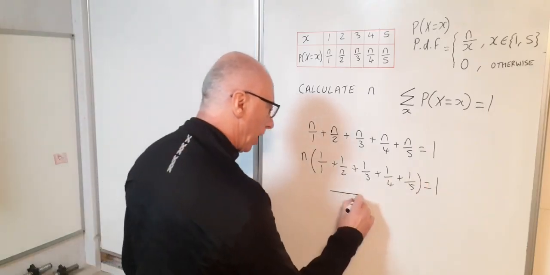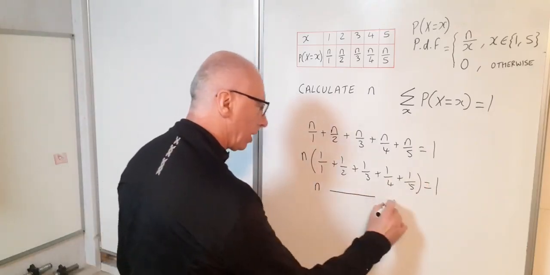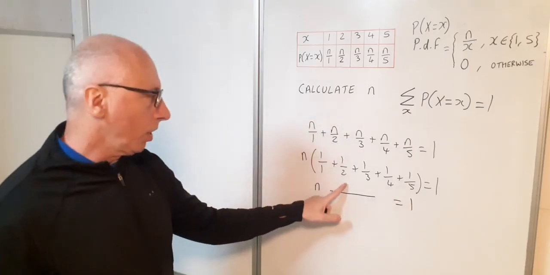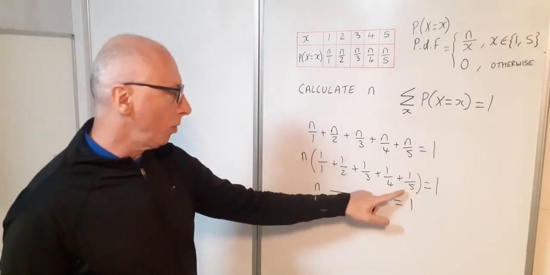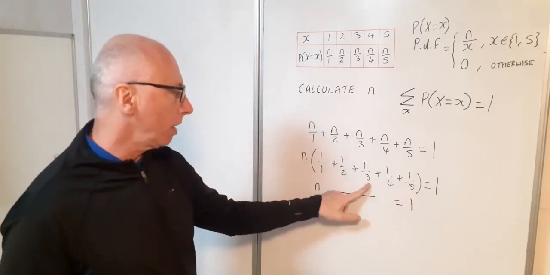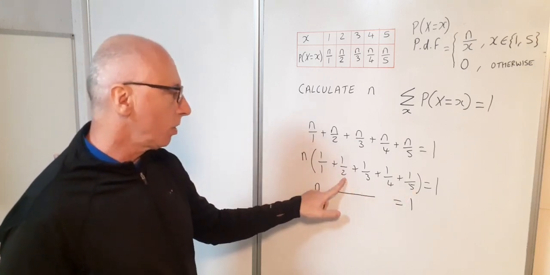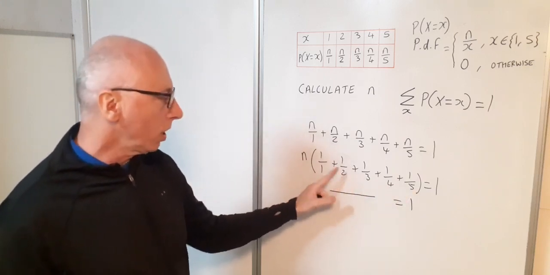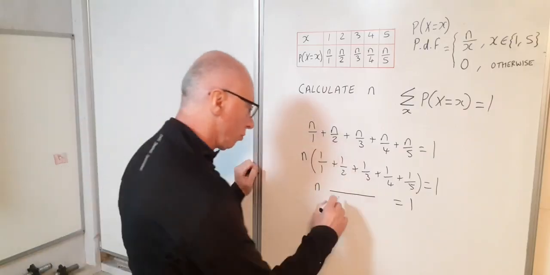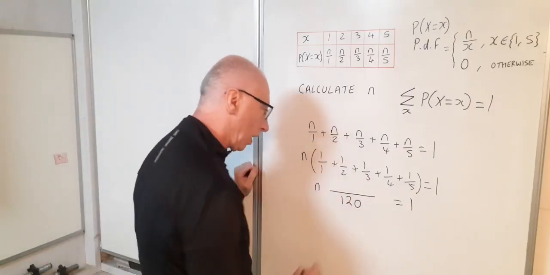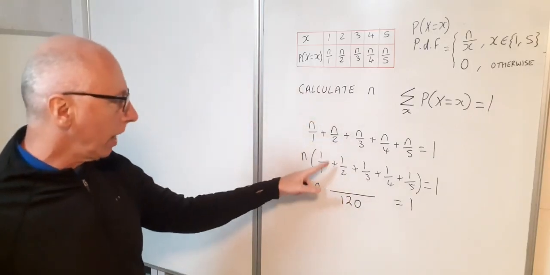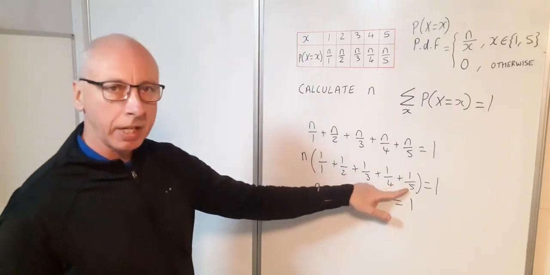So nice little fraction here. So we've got n times this equals 1. Now we've got a common denominator here. If we multiply them all through, 5 fours are 20, times 3 is 60, times 2 is 120. We can do that or keep it at 60. I'm just going to use the 120. Seems pretty straightforward.